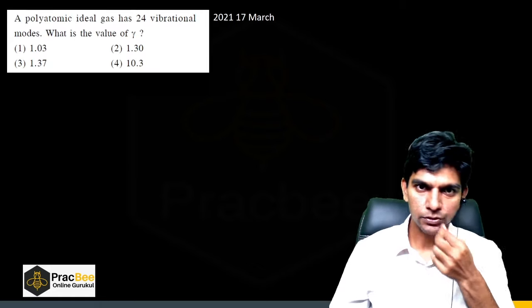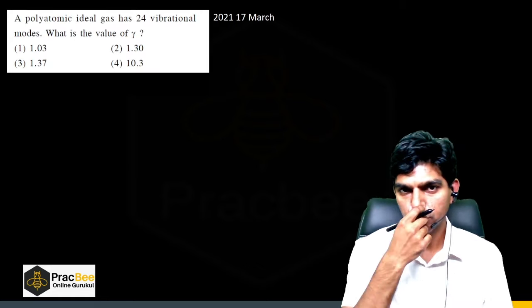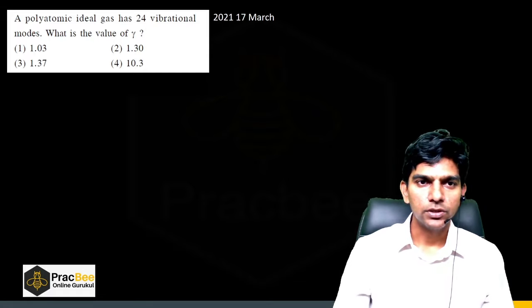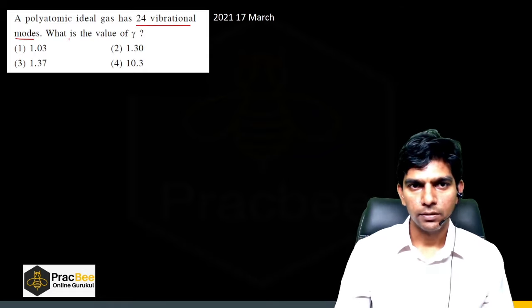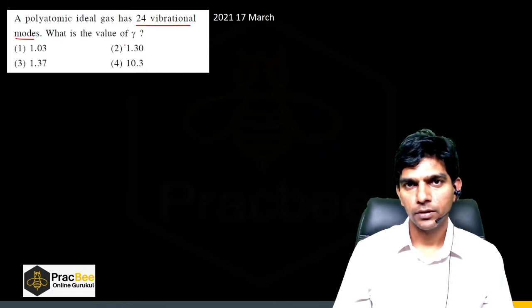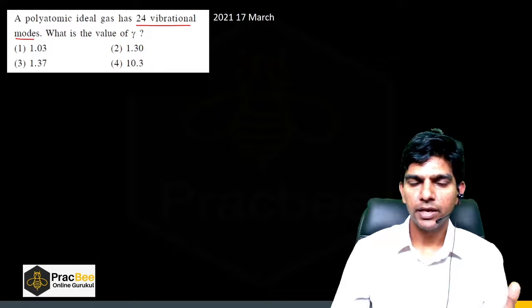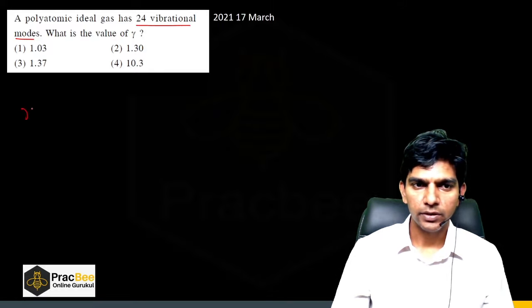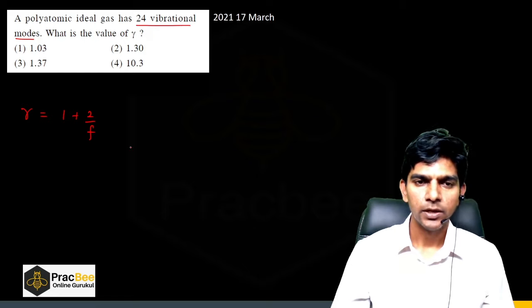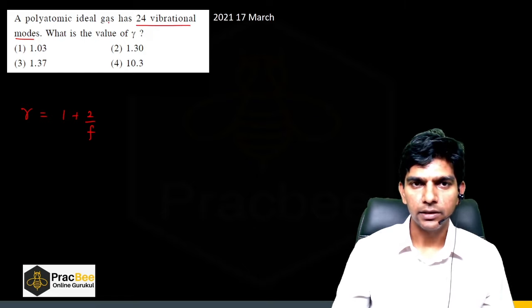Okay, now let us see the next question. Again, pause the video and try to solve this question. The polyatomic gas has 24 vibrational modes. What is the value of gamma? This gamma value we will study in the thermodynamics one shot. So let me give you what gamma is. Gamma in terms of degrees of freedom is 1 plus 2 by F. We will see this formula in the one shot of thermodynamics. Now, the vibrational mode is given. It's a polyatomic ideal gas.